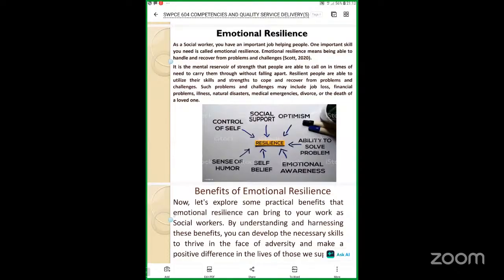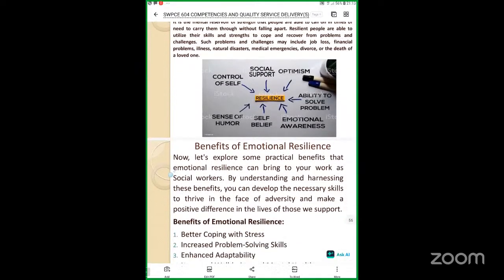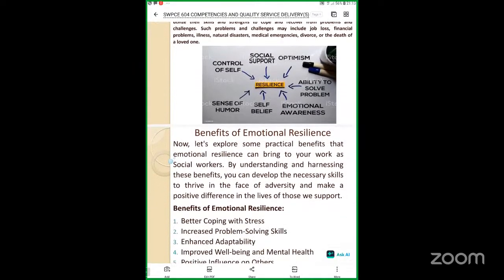And challenges. Such problems and challenges may include job loss, financial problems, illness, natural disaster, medical emergencies, divorce, or the death of a loved one. And you have these charts showing resilience. And what does resilience mean? It means that you have self-control, social support, optimism. In this case, it's not pessimism. Ability to solve problems, emotional awareness, self-belief, sense of humor.